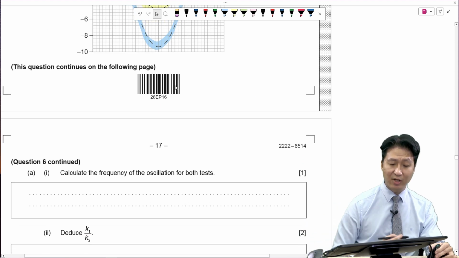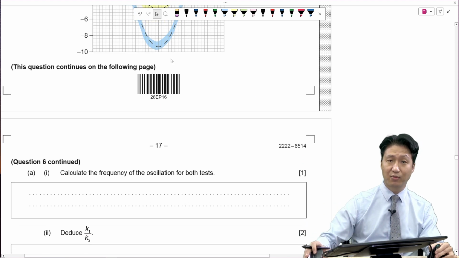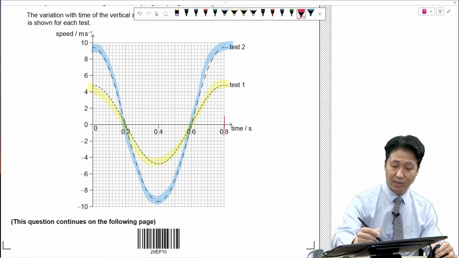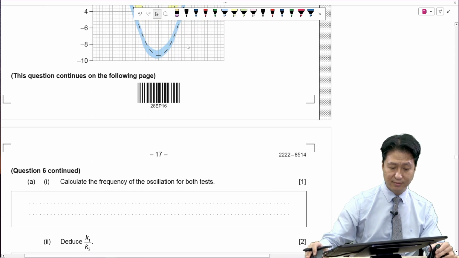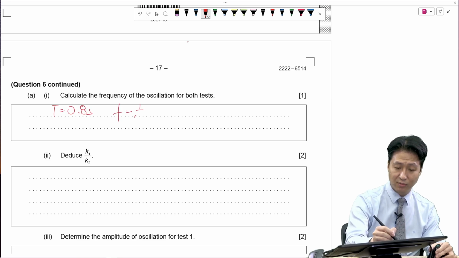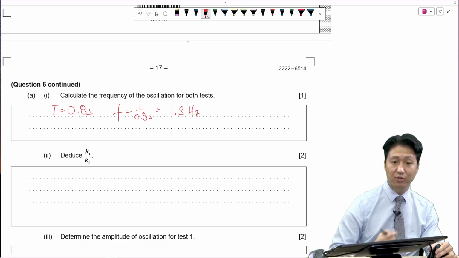Part 1, calculate the frequency for the oscillations for both tests. To get the frequency, we'll get the period. The period in both cases is 0.8 seconds. So we'll go down, write that down. Period is equal to 0.8 seconds. The frequency is 1 over 0.8 seconds, which means the frequency must be around 1.3 hertz. Two significant figures.